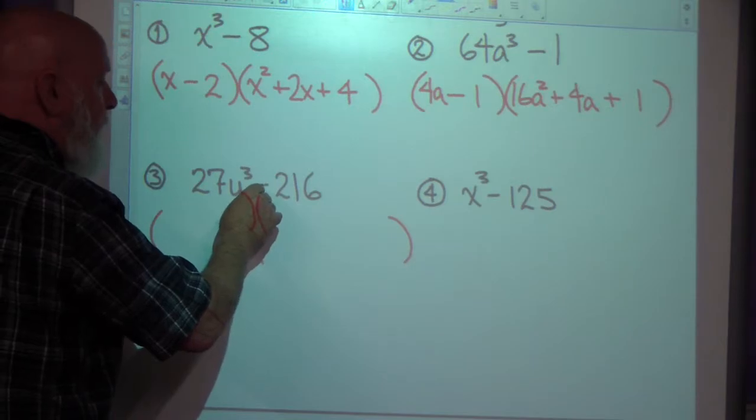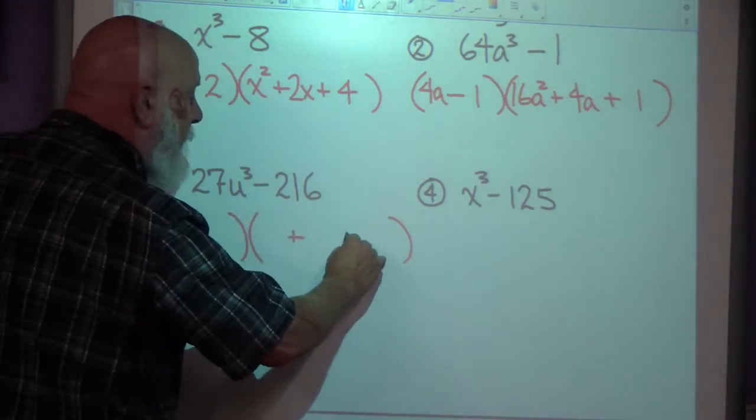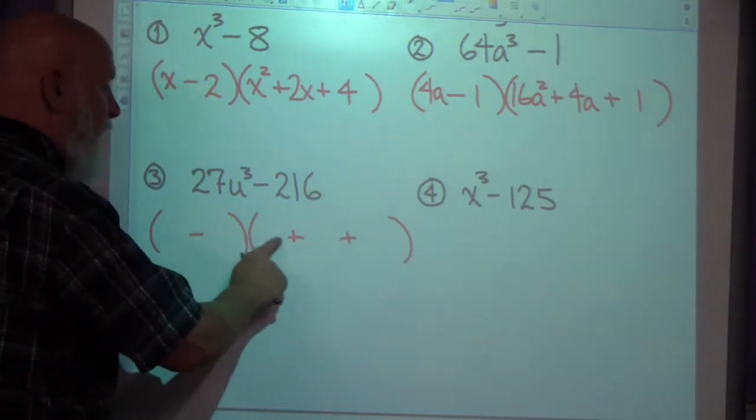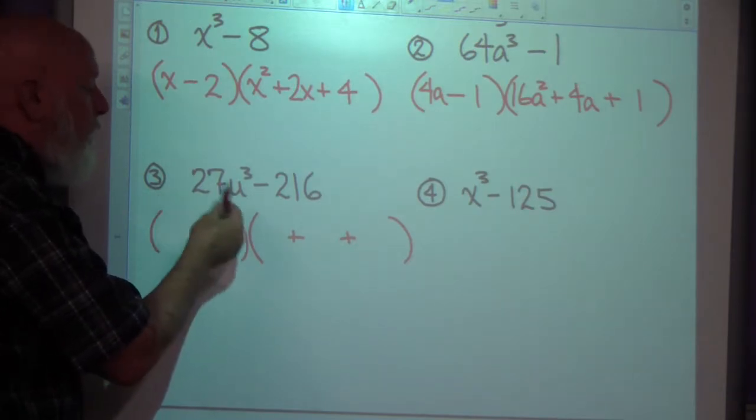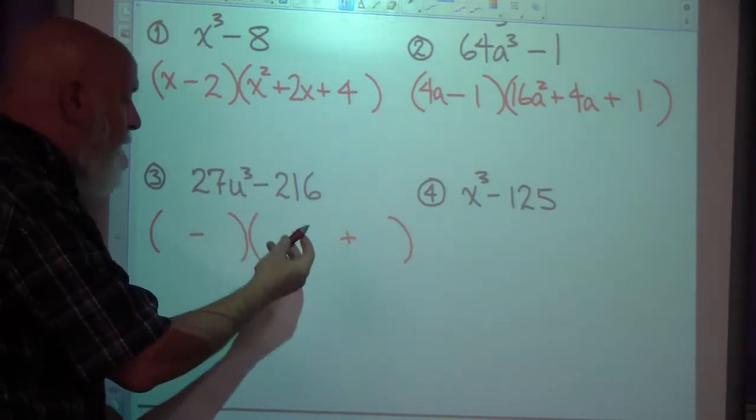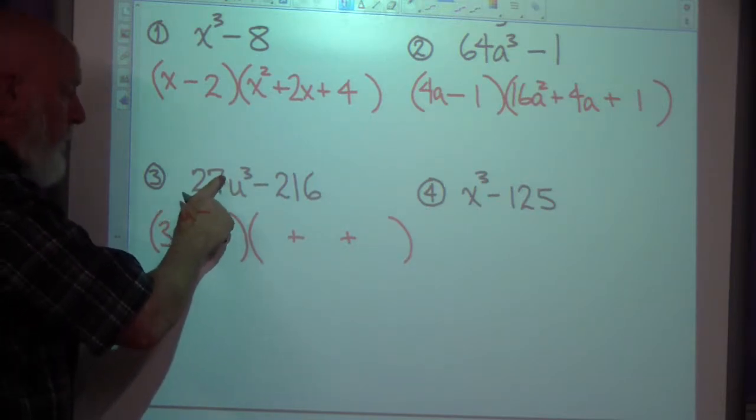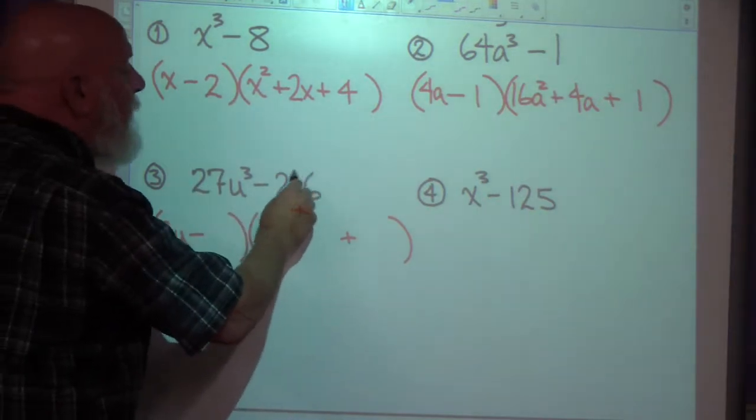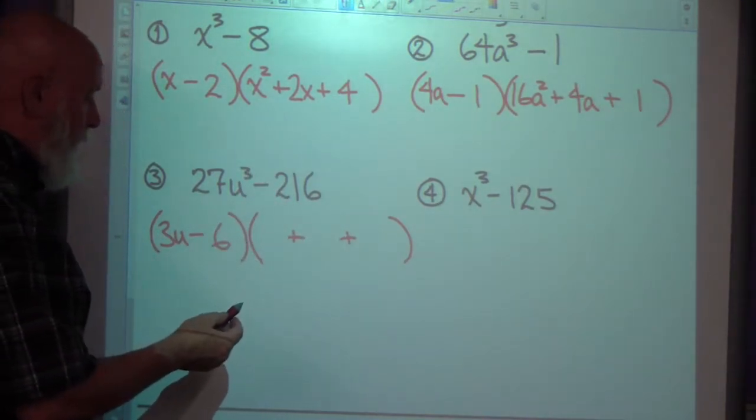I pre-place my plus and minus signs. That's a minus sign there. And then the next two are positive. And then I fill in these 5 blanks. This blank is the cubed root of this one. The cubed root of 27u cubed is 3u, because 3u times 3u times 3u is 27u cubed. The cubed root of 216 is 6, because 6 times 6 times 6 is 216.